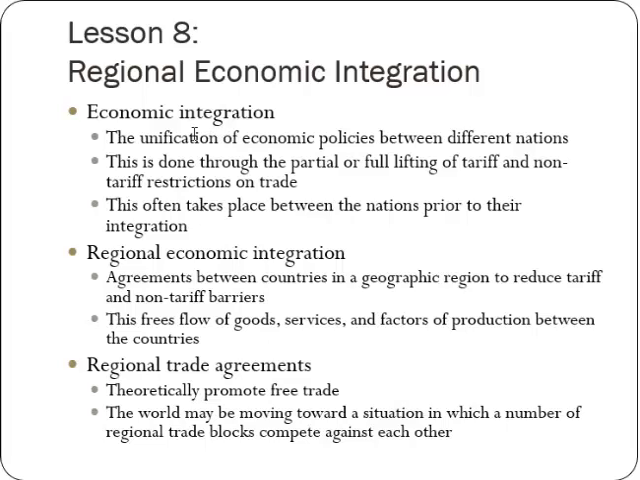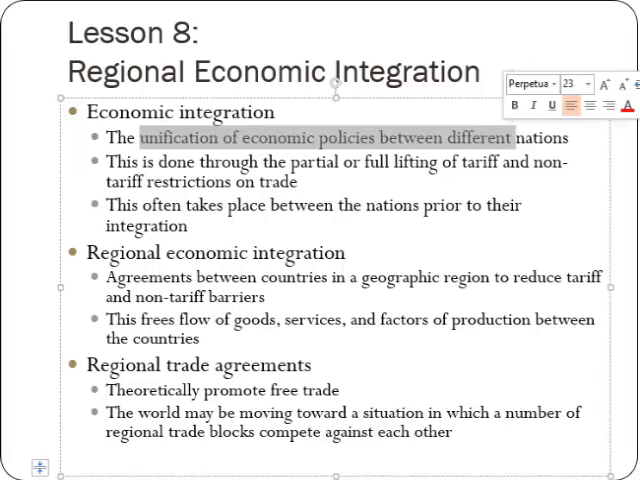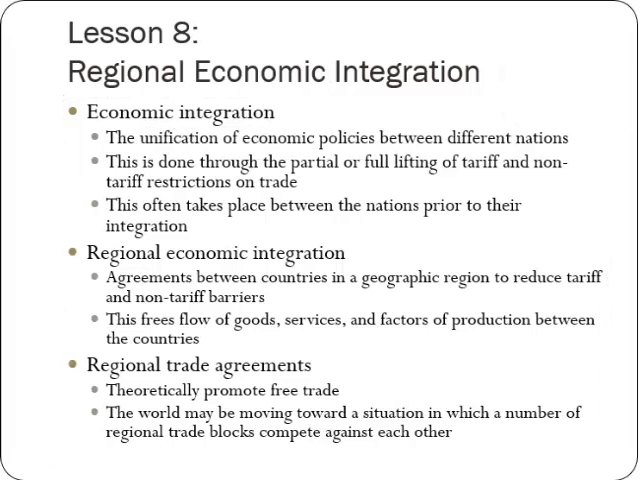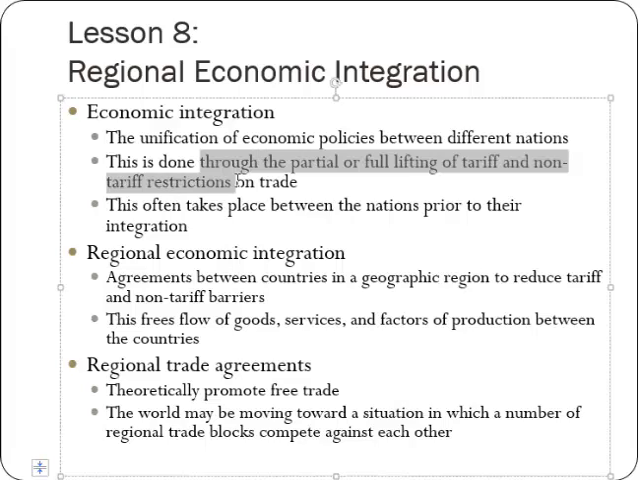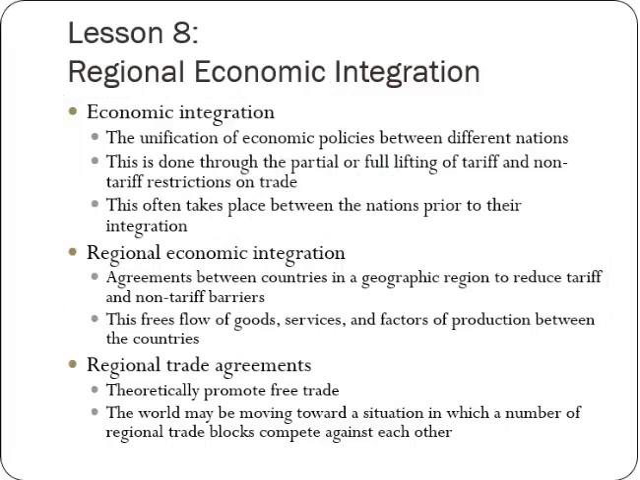So what economic integration means is, again, the unification of policies between different countries. The United States and Canada, the North American Free Trade Agreement with Canada and Mexico, the European Union, which we'll discuss, and other such examples. This is done through partial or full lifting of tariffs and non-tariff restrictions on trade, and very often takes place between nations even if there's no plan for integration of the entire country.